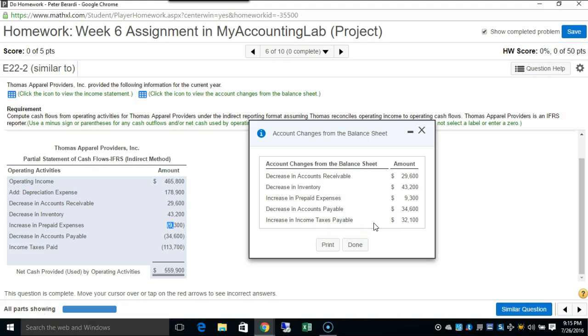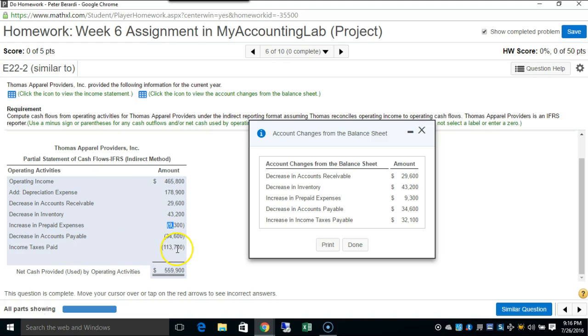Decrease in accounts payable, $34,600. So to decrease accounts payable, which is normally a credit balance, you need to debit accounts payable. So a decrease in accounts payable is a debit, so we're going to credit working capital of $34,600. So a decrease in accounts payable means a decrease in working capital.